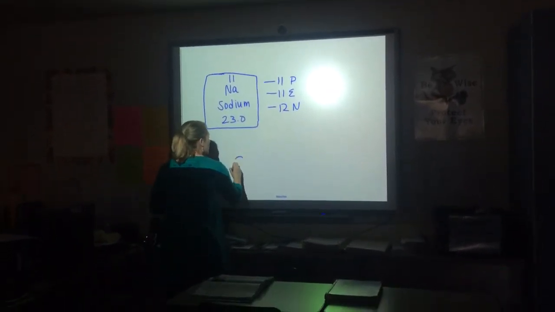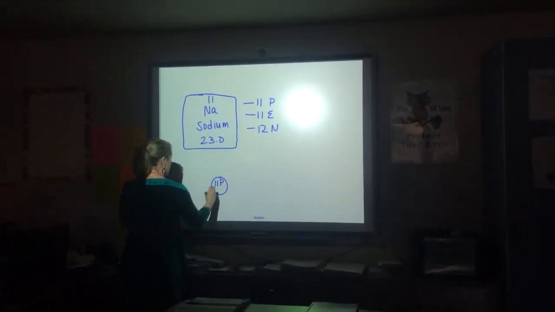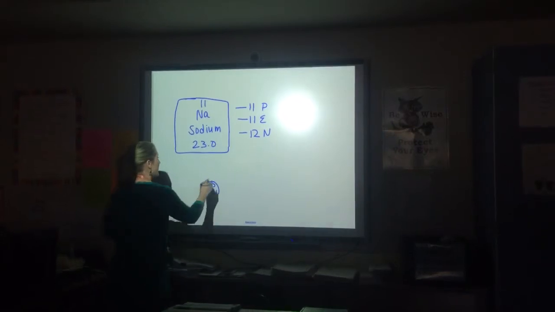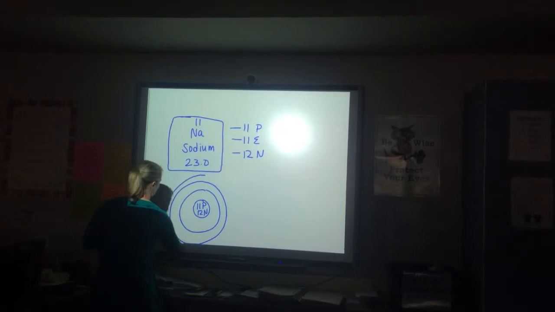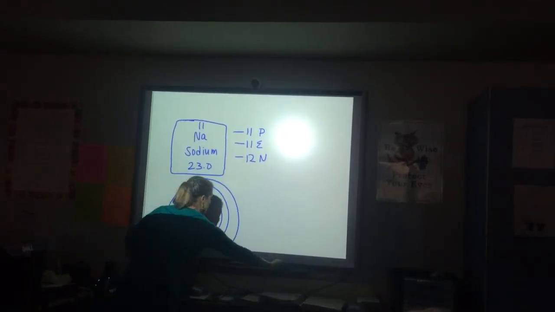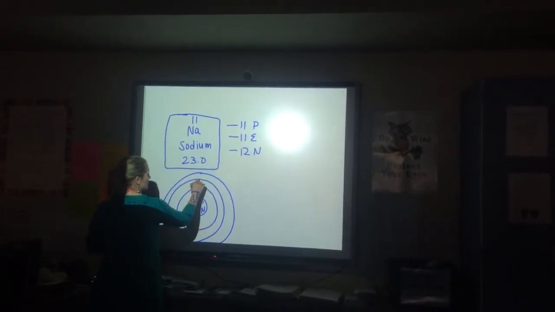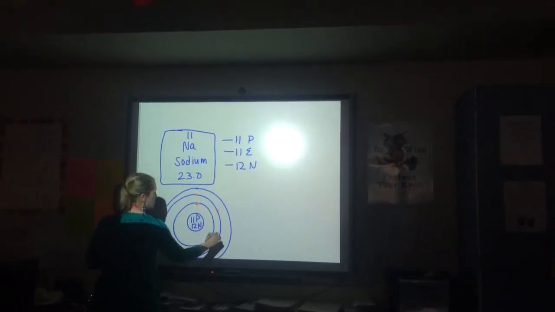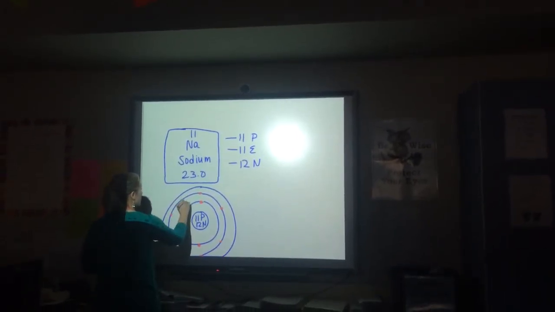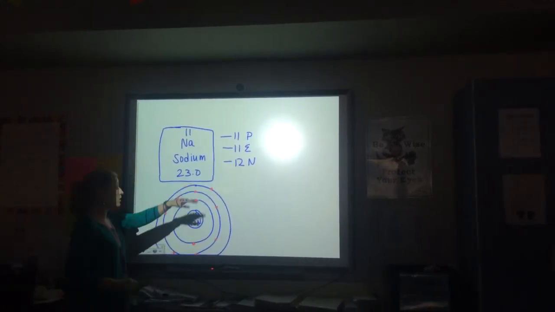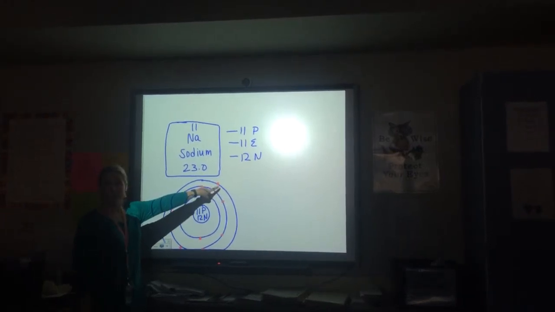So drawing the Bohr model of the sodium atom, you've got 11 protons in your nucleus, and you've got 12 neutrons. Now, in the outer part, you've got your electrons orbiting around. The first shell holds 2. 1, 2. The second one holds 8. 1, 2, 3, 4, 5, 6, 7, 8. And then we're going to add one more. And that makes a total of 11. Now, this little electron out here is called a valence electron.